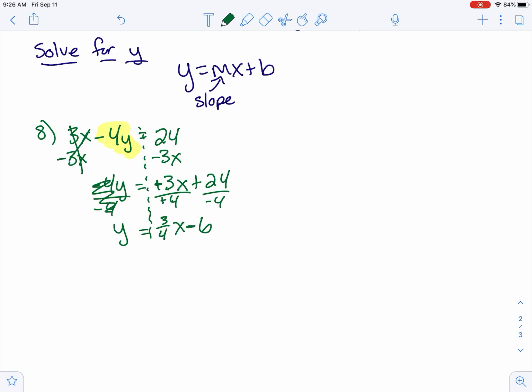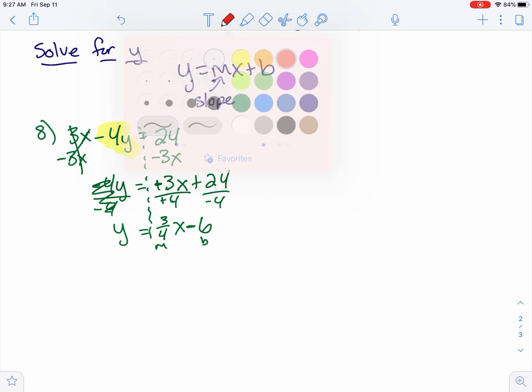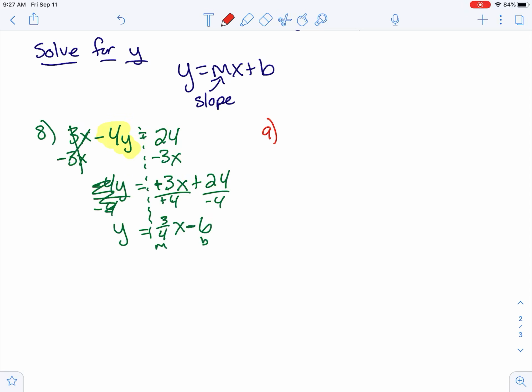Okay? So this would be in y equals mx plus b. Okay, this would be my m, this would be my b. We'll talk about what b represents later. All right, so let's try another one.